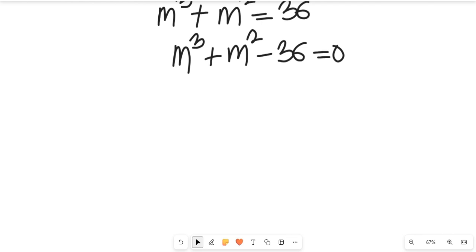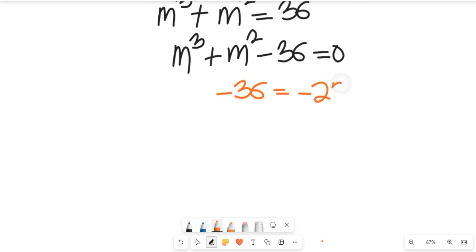Now, in order to simplify this, all we are going to do is to assume something. Let's assume that negative 36 is equal to minus 27 minus 9. And minus 27 minus 9 will give us 36. So we are going to simplify this expression further.